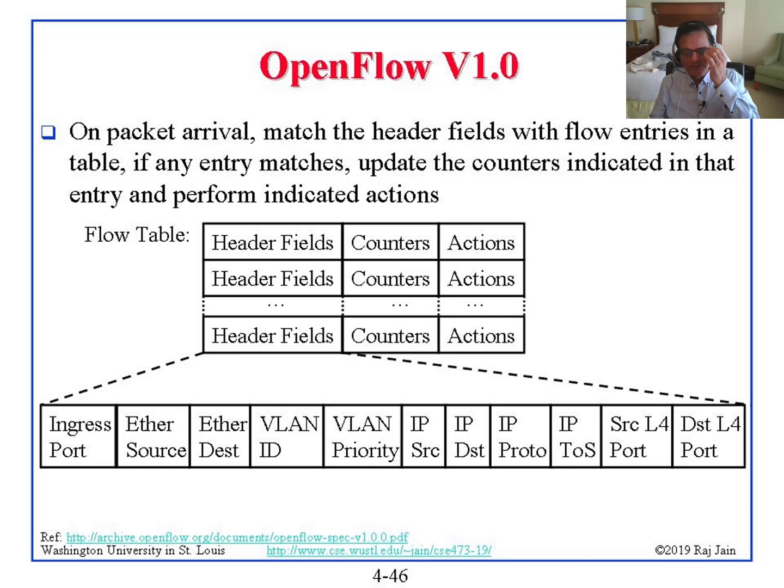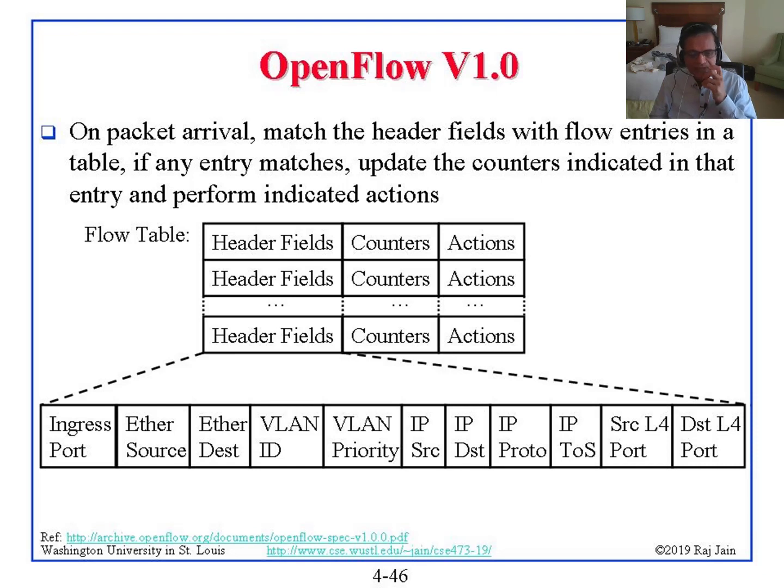So how does OpenFlow work? OpenFlow works as follows. Basically, a table is sent, and the table consists of header fields. It says to match the header. If it matches these fields, then you increment these counters and take these actions. There are lots of header types or header variations, and for each variation, if it matches, then you count this and do this action.